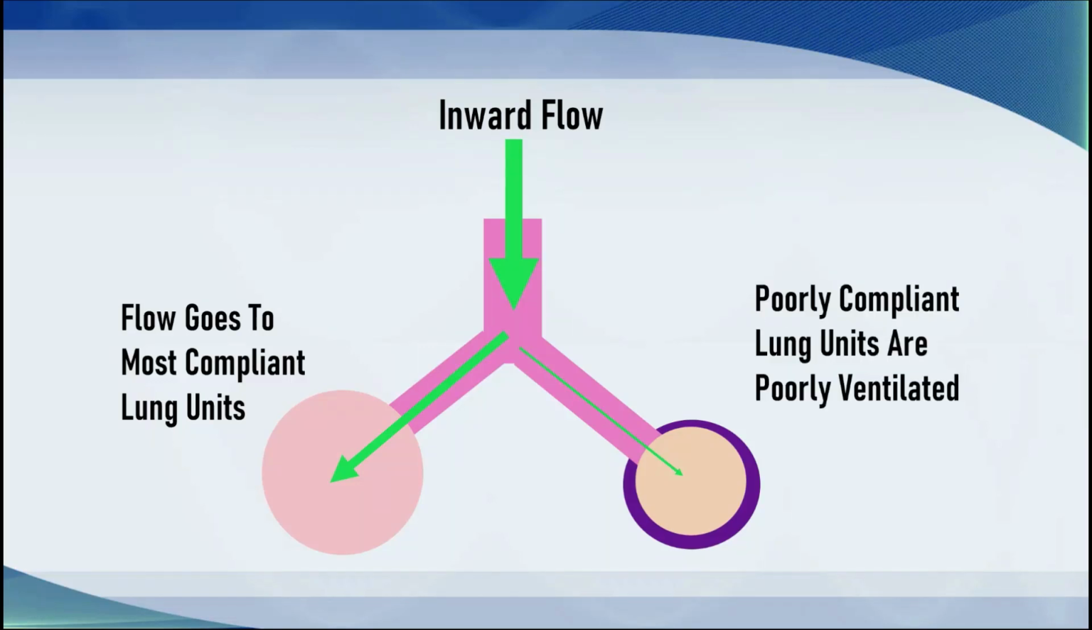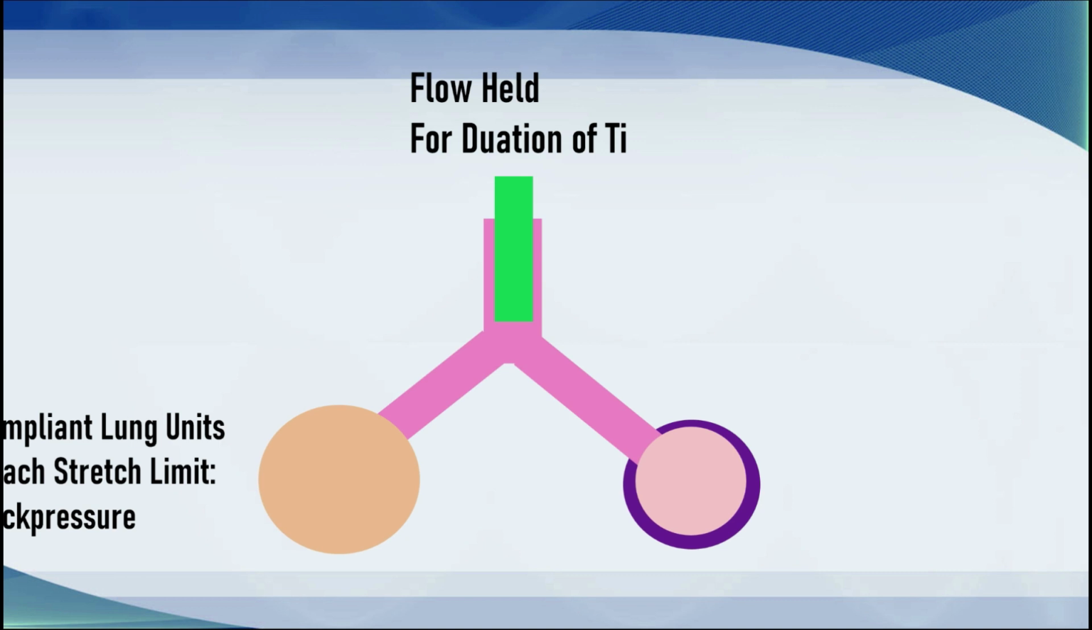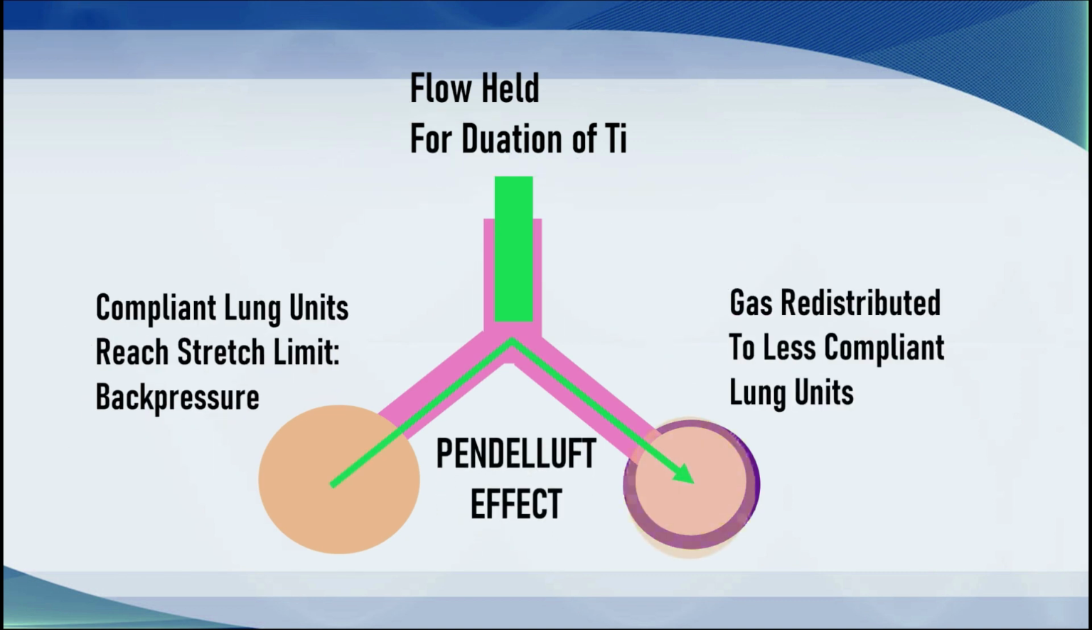And this isn't great, and this is what happens when you give a volume cycled breath to somebody. The gas just goes in and that's it, and out it goes straight back again. But what we do in pressure control is we put a plug on the airway and we just hold it there for the duration of the inspiratory time. And what happens then is compliant lung units reach a stretch limit, and then there's a back pressure on them, and they squeeze the gas backwards by the Pendelluft effect into other compartments in the lungs and into these less compliant lung units that inflate and gas turns over in them.